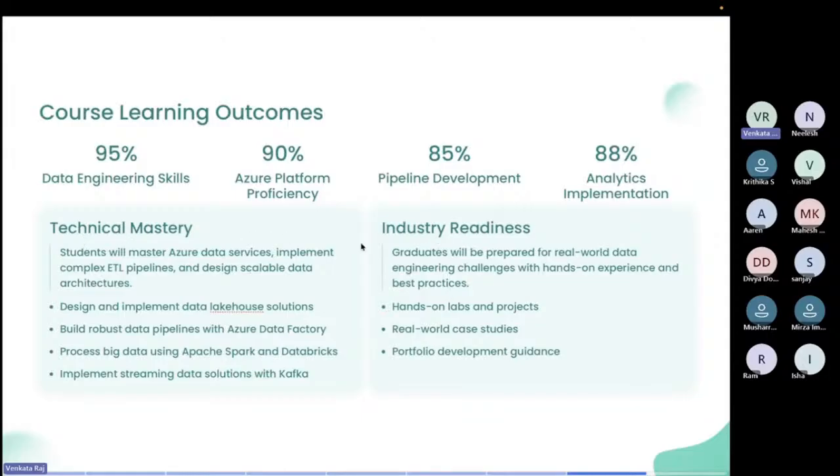This is about technical mastery and industry readiness. I have included this just to guide you through what happens from a technical perspective when you pursue this course and how it is related to the industry. What are we including here? If you see the last point here, we have mentioned portfolio development guidance, guys. Most of the places where you look for some courses, right?